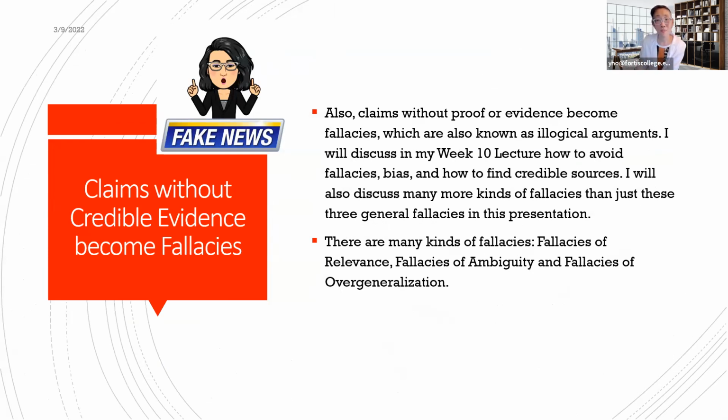So claims without proof or evidence become fallacies, which are known as illogical arguments, which we will discuss in the week 10 lecture to avoid fallacies, bias. Oh, and also I'm going to talk about media bias and how to find credible sources. And then there are 3 kinds of fallacies I will discuss. We've already discussed a little bit: fallacies of relevance, fallacies of ambiguity, and fallacies of overgeneralization. So I'll discuss all of that.